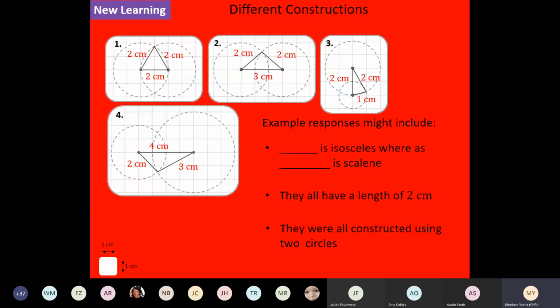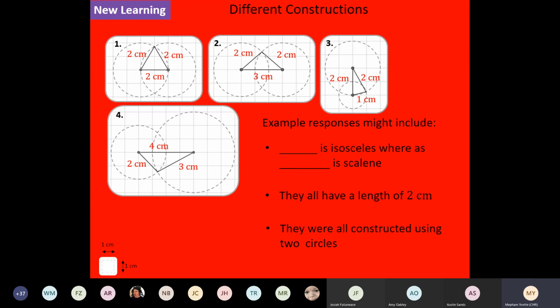Some of the examples I would have said is that question 2 is an isosceles triangle, because there are 2 sides which are the same and 1 length is different. And for example, question 4 is scalene, because there are 3 different sides. A similarity, for example, this one's a bit rubbish, but I'm sure you can do much better than me: they all have at least 1 length of 2 centimeters, which is obviously a similarity.